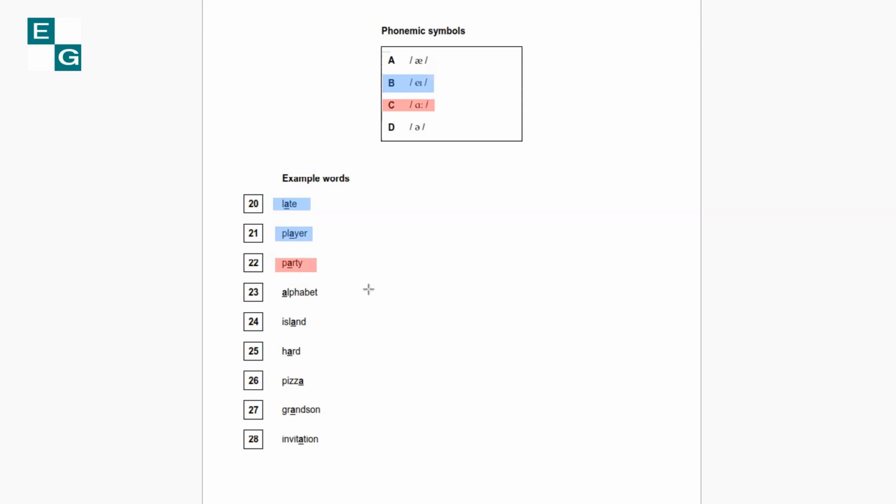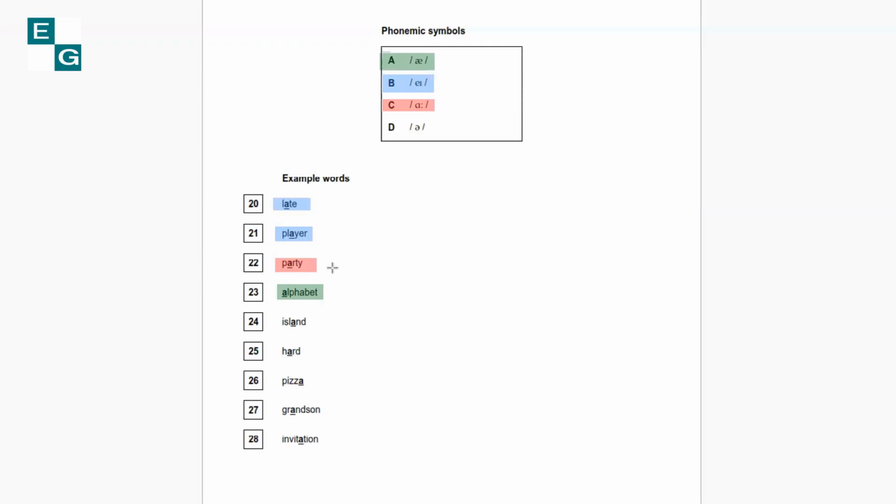Then for number 23, alphabet. What we can say in number 23 is that the word alphabet has the stress in this syllable, which is all. So every time you have a stressed syllable, you are going to use this symbol.